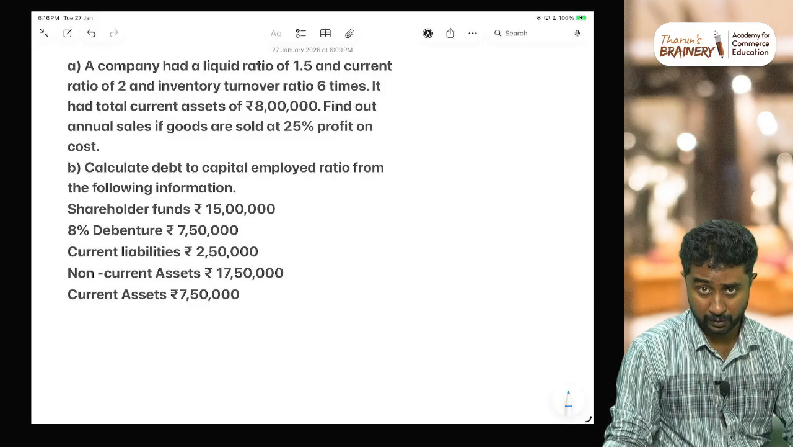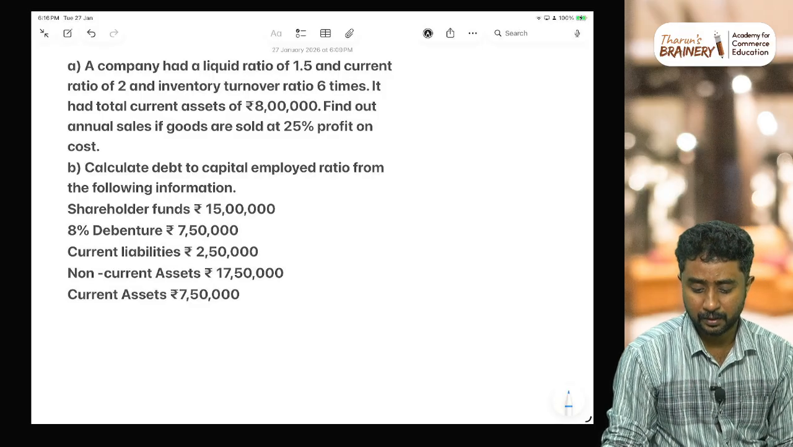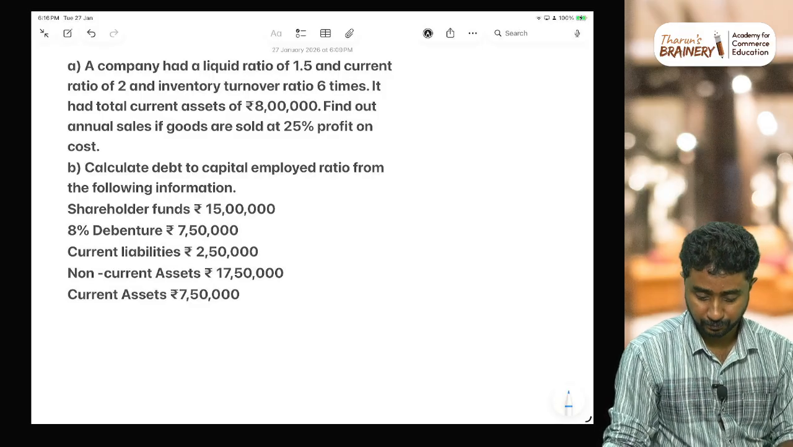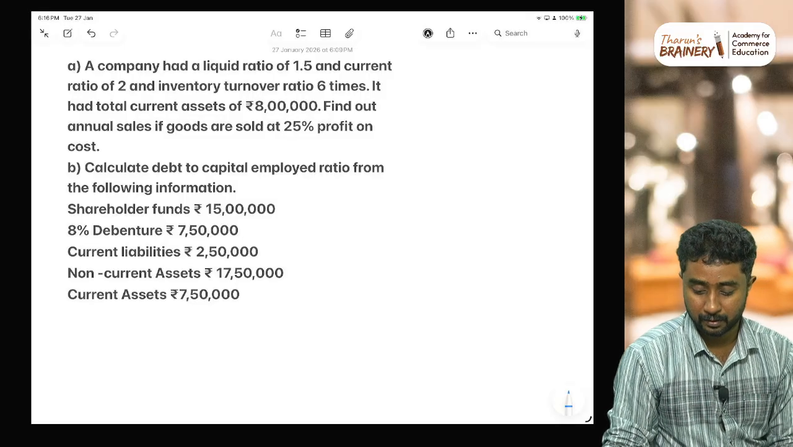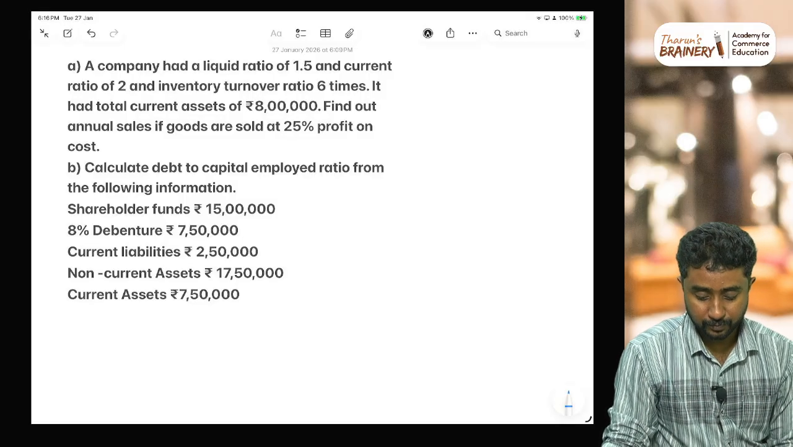As you can see, two ratio questions are there. First question is about liquid ratio and current ratio. Also, they are talking about inventory turnover ratio, 6 times. It has total current assets.